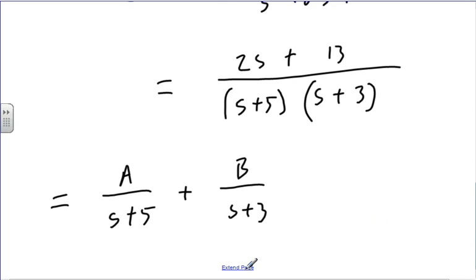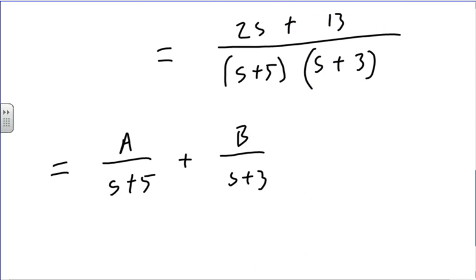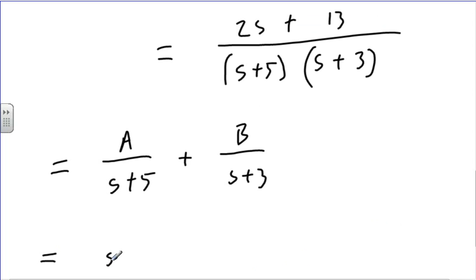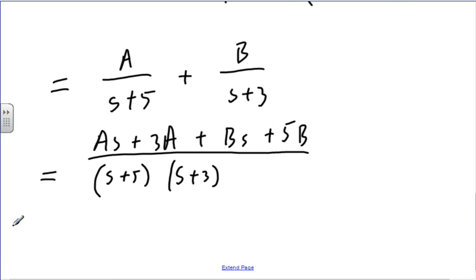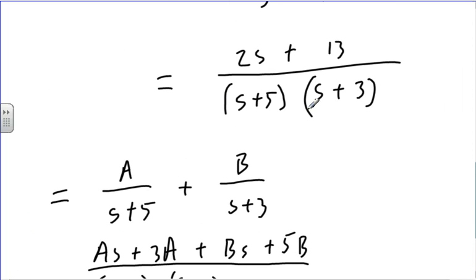How glorious. All right, so I'm going to find a common denominator, and that's s plus 5 times s plus 3. And then on top, I'm going to have As plus 3A plus Bs plus 5B. And I'm going to say, okay, the s term is A plus B, and that's going to have to equal 2.